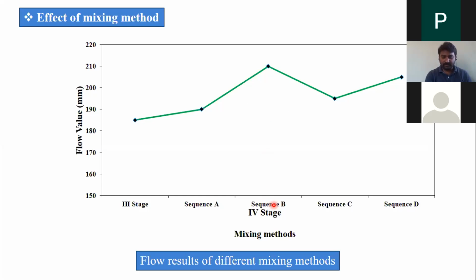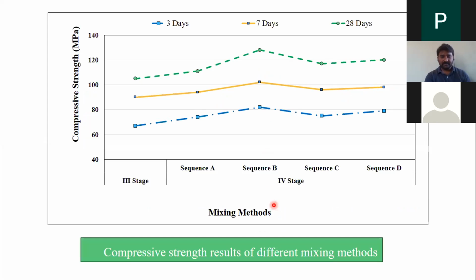But let us understand whether this sequence B is useful in getting the required strength or not. As you can see, the compressive strength we have studied for 3, 7, and 28 days. The same trend we can notice here as we have seen in terms of flow. Flow and compressive strength are directly related. If you have high flow, then the compressive strength will be higher. At least in my case, it is directly proportional. For sequence B, I'm getting the highest compressive strength without doing anything, just normal water curing. Normal water curing at 28 days, I'm getting around 130 MPa strength.